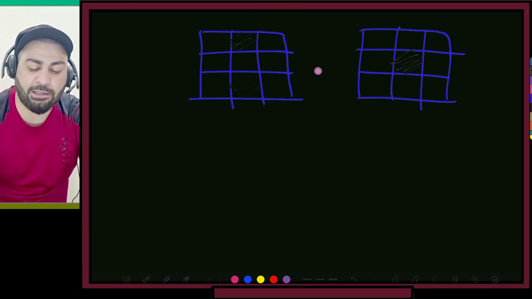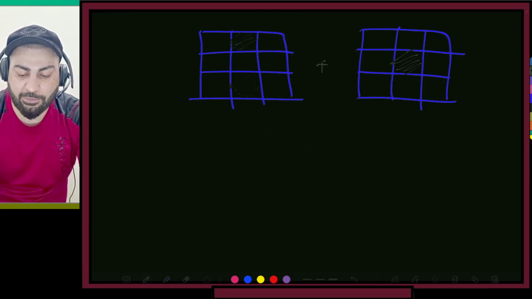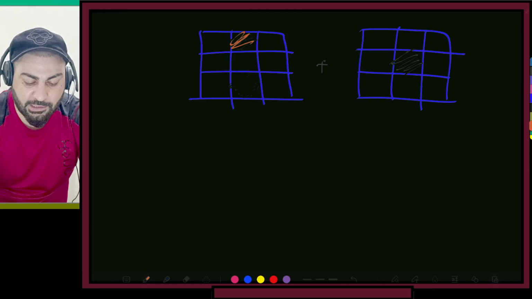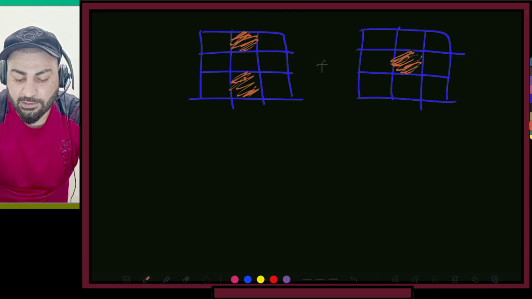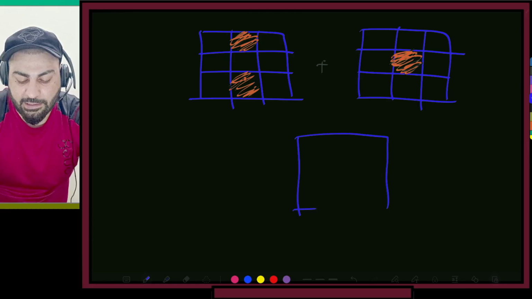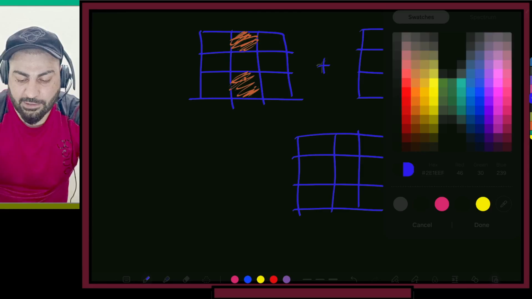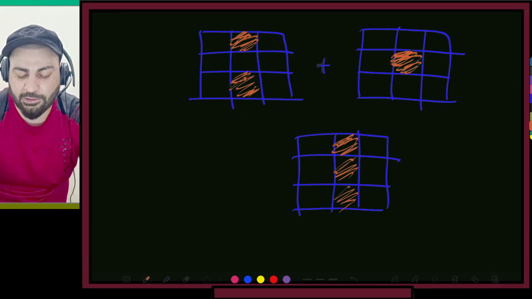If I combine these two things, if I add these two things, I'll get an image like this. Here we have ones and the others are zeros, so they are darker here and the rest is light. If I combine these, I'll be getting an image like this, something like this. So here, here and here. Now you can see that.